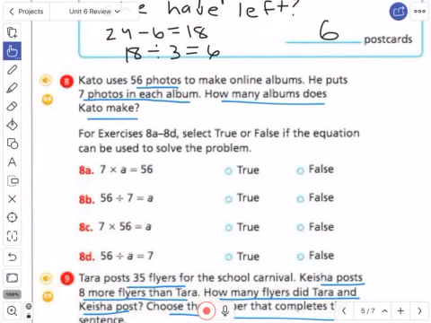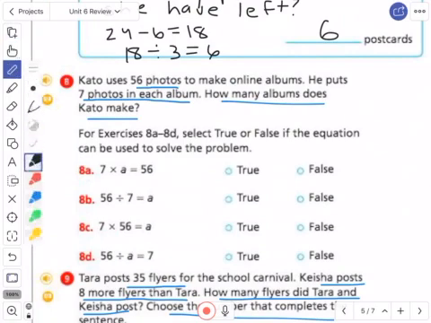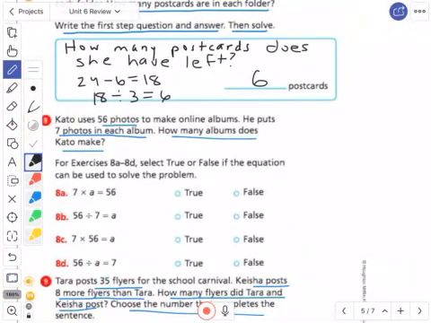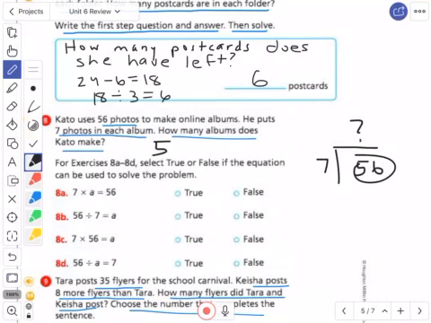Okay, Cato uses 56 photos to make online albums. He puts 7 photos in each album. In my head right away, I was thinking, he's going to put 7 in each album. I could think about that as a fast array. He has 56 photos all together, but how many are going to go in each one? Well, that's division. So I would do 56 divided by 7 equals something.